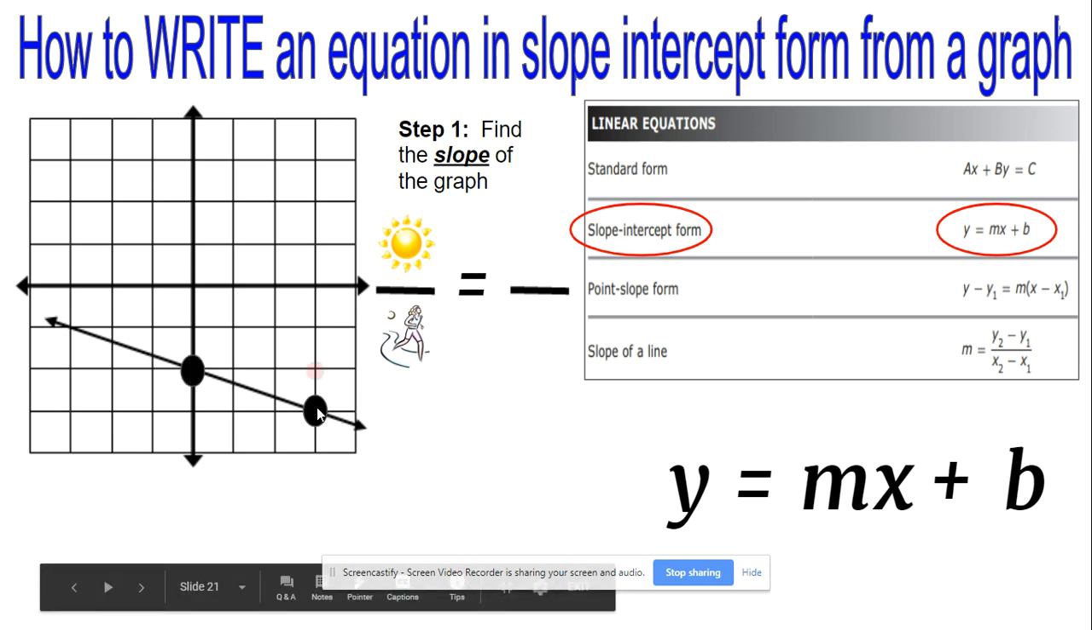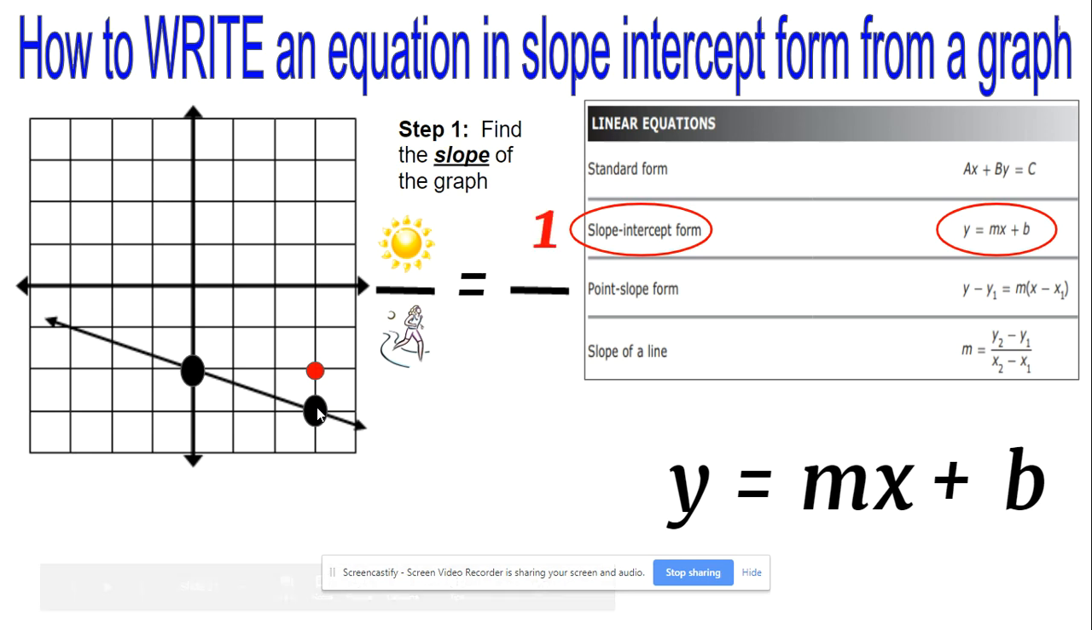So from here, I'm going to rise 1. So I'm going to write my 1. And I'm going to run 1, 2, 3. I'm going to write, be careful, that's a negative, so -3. So rise 1 over -3.